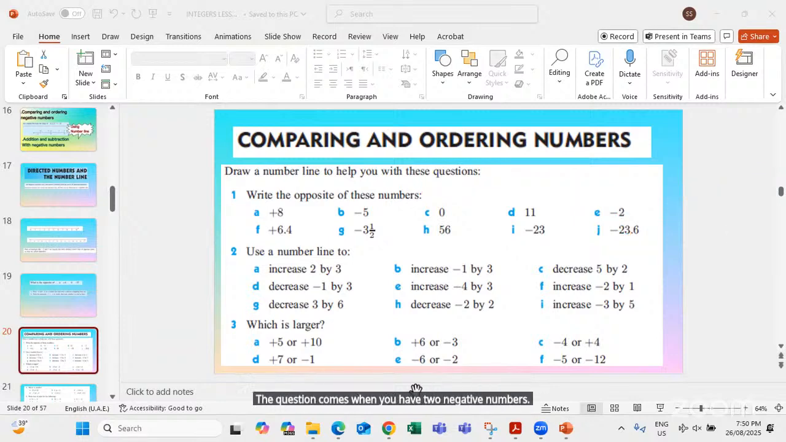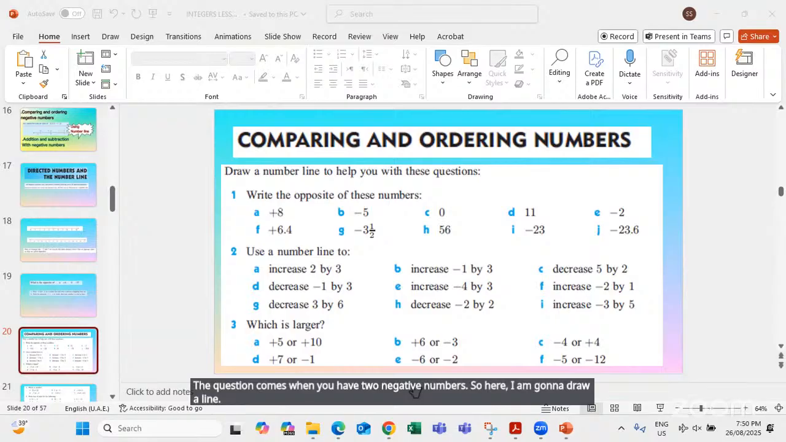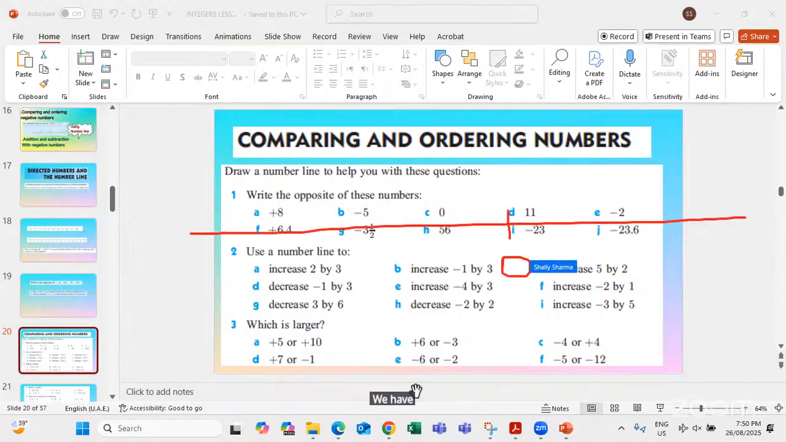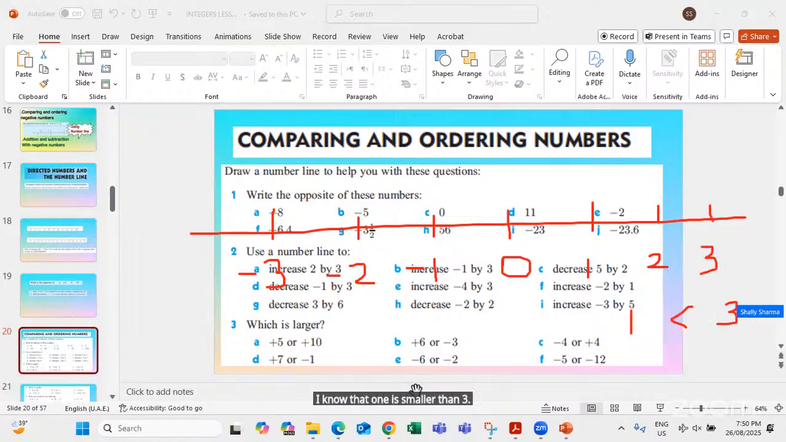So here I am going to draw a line. We have 0, minus 1, minus 2, and minus 3. And here we have 1, 2, and 3. I know that 1 is smaller than 3. If I have to check minus 1 and minus 3, which one is bigger?